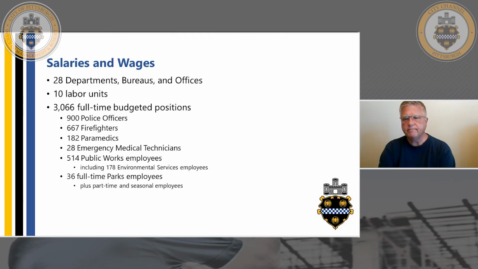So we have 28 departments, bureaus, and offices within the city of Pittsburgh. There are 10 labor units, over 3,000 full-time budgeted positions. That's why the salary number is high, including 900 budgeted police officers, 667 firefighters, 182 paramedics, 28 emergency medical technicians, 514 public works employees, including 178 environmental service employees, 36 full-time parks employees, plus part-time and seasonal employees, for parks in particular, but also citywide.